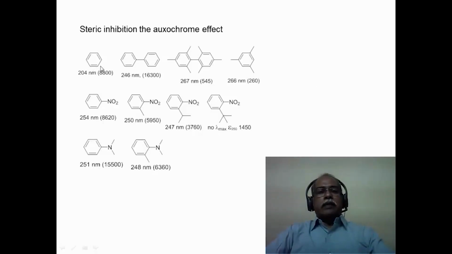If you take benzene, it has an absorption around 204 nanometer. On the other hand, if you take biphenyl, the corresponding aromatic pi to pi star transition is shifted to 246. In other words, one of the phenyl groups acts as an oxochrome group for the other phenyl group, causing the transition to go to a longer wavelength of 246. Now, if you have additional methyl groups, that can also have an oxochromic effect, so it is further shifted to 267 nanometer.